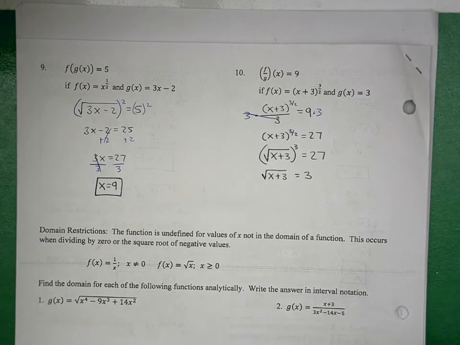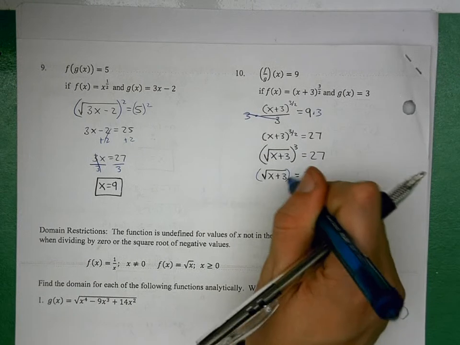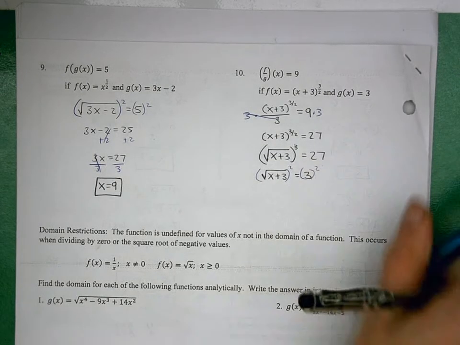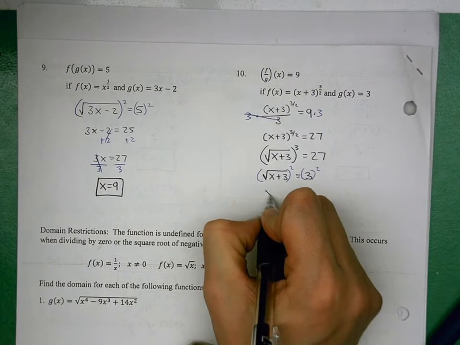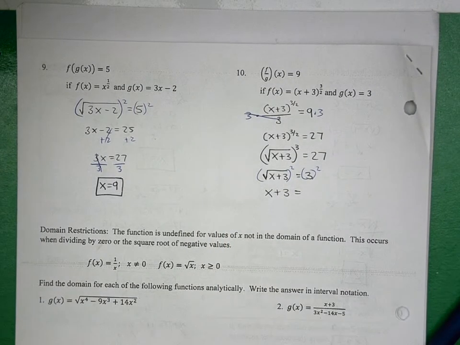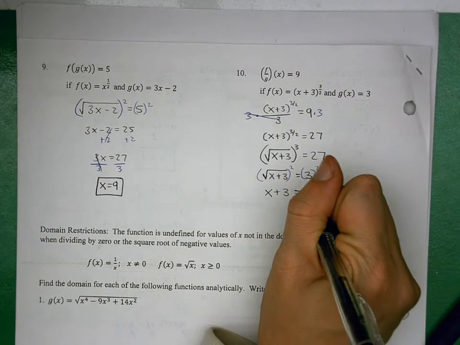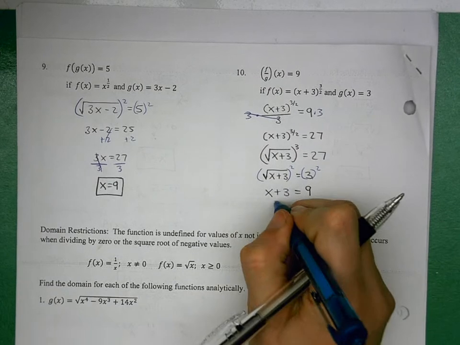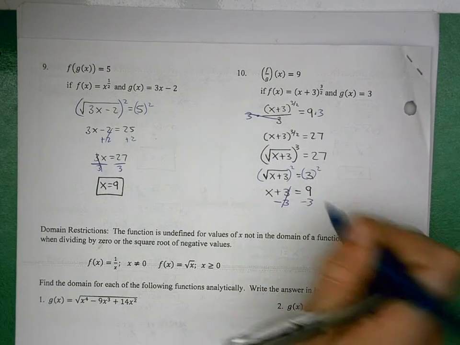Now that we've isolated, we're going to square both sides. Square root and square cancel, so we have x plus 3. And 3 squared is 9. Subtracting 3, we get x equals 6.